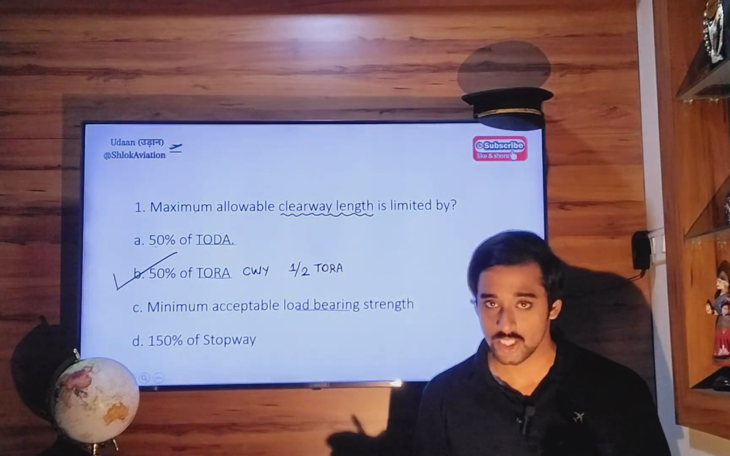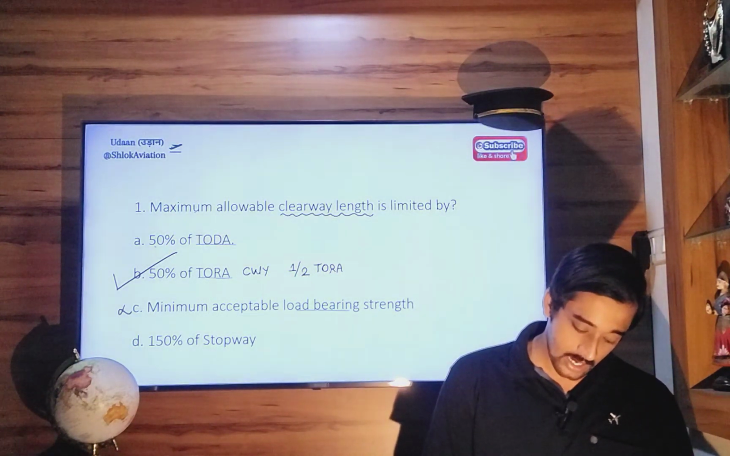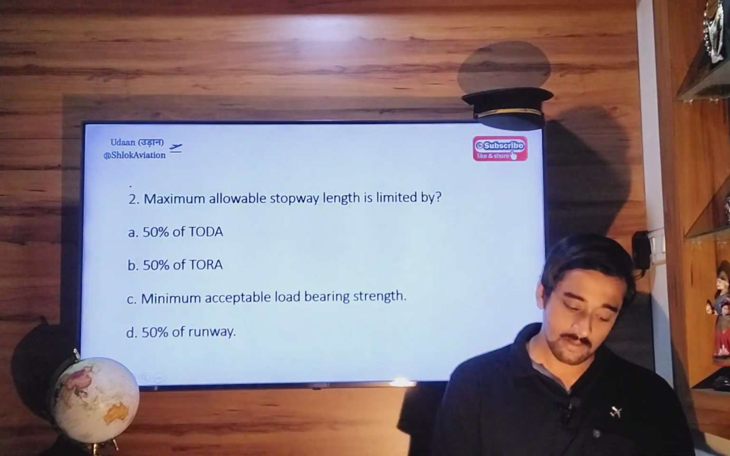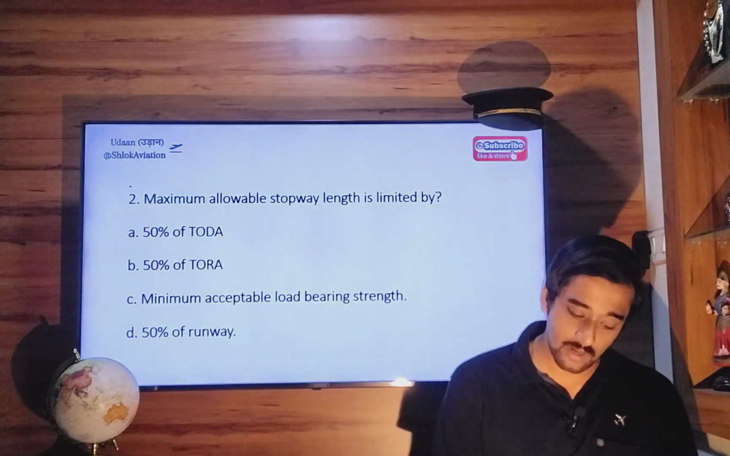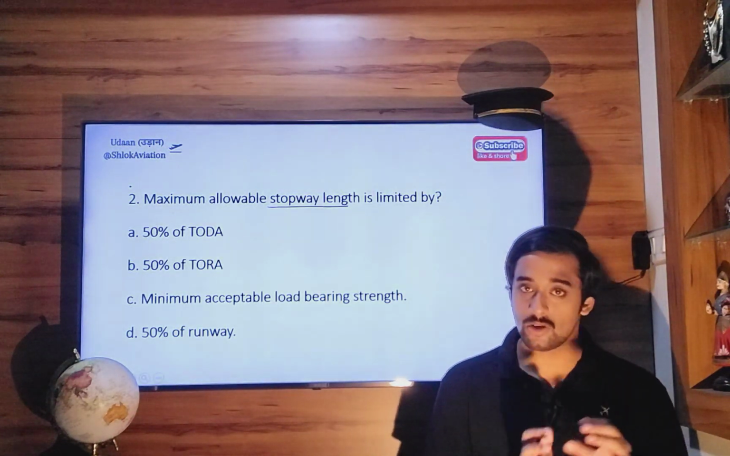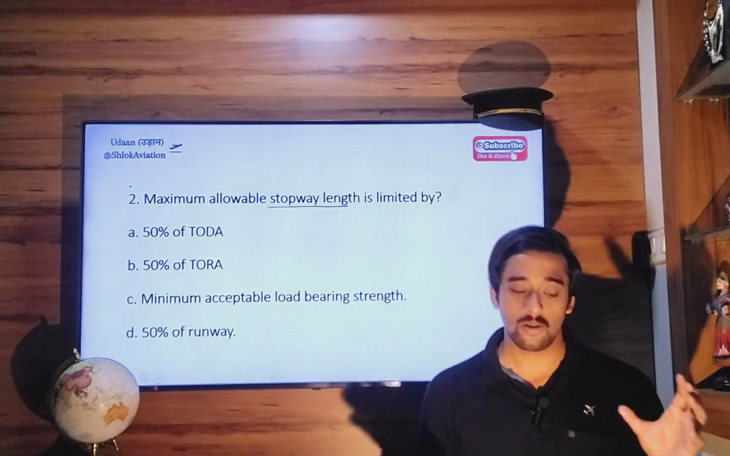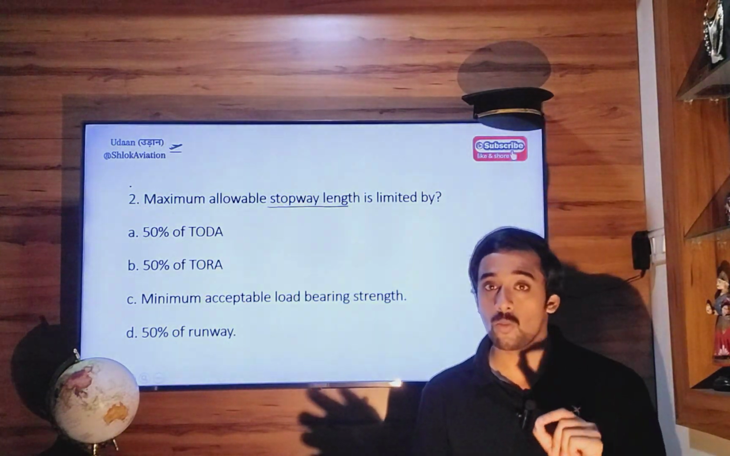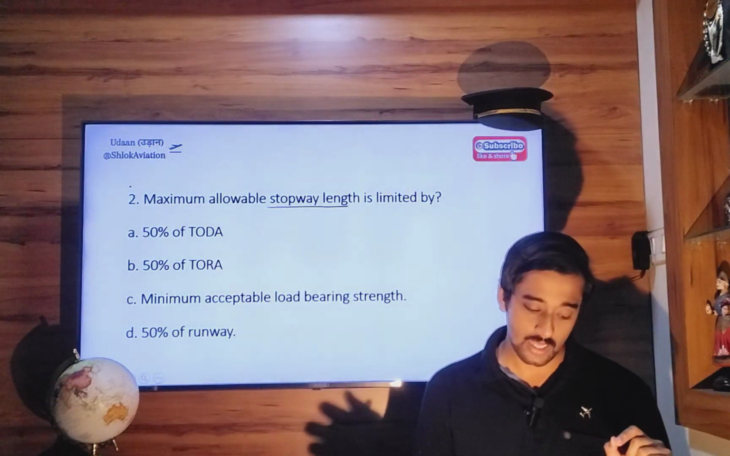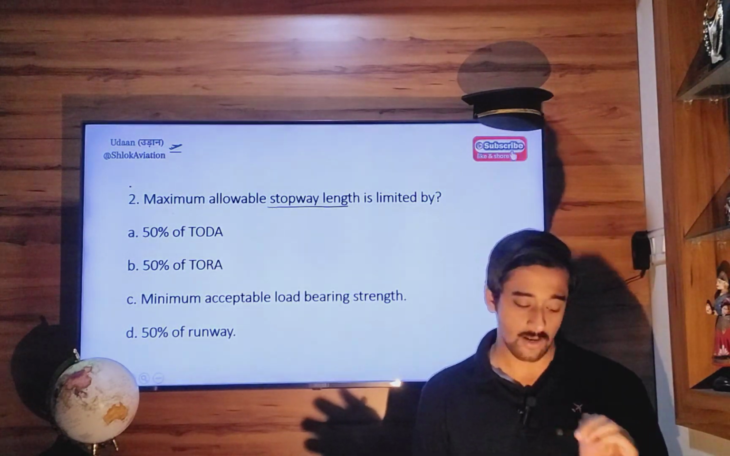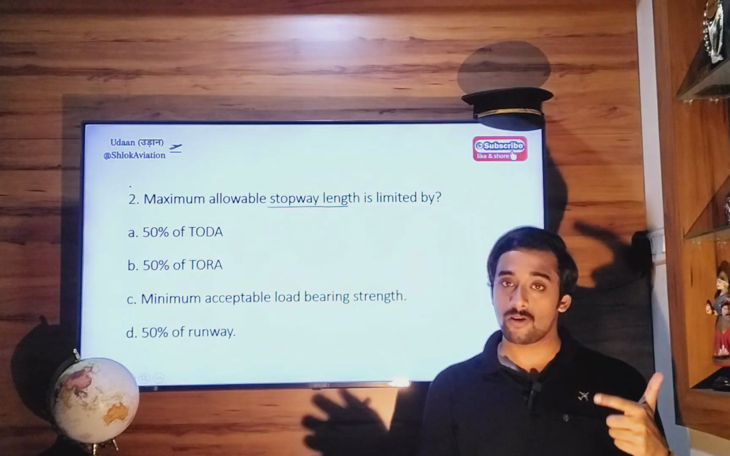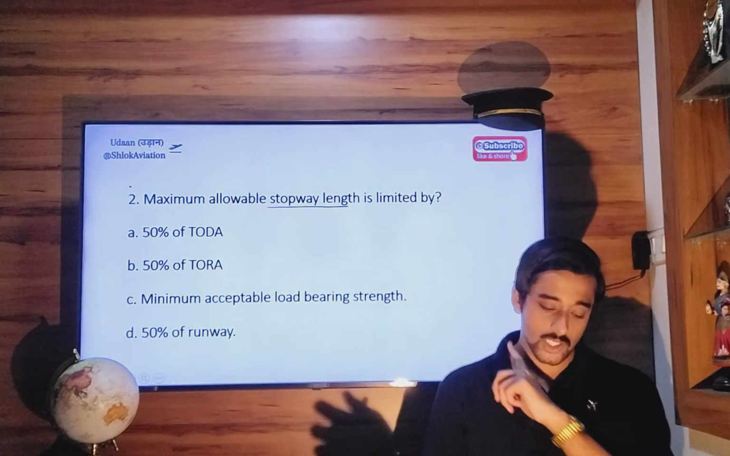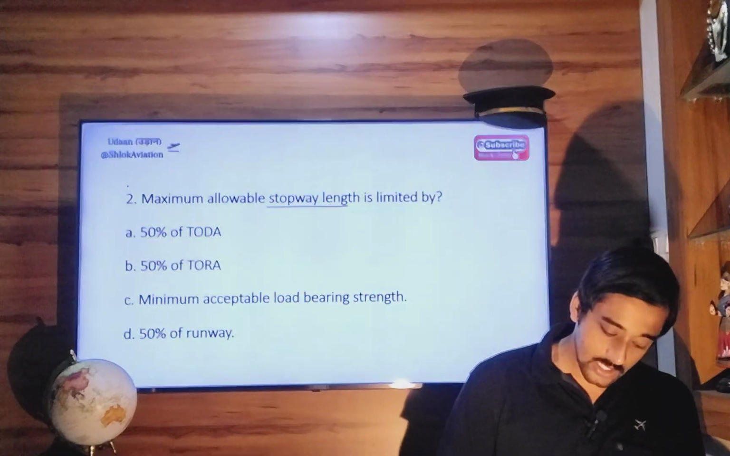Doesn't need to meet that condition. So Charlie is wrong, Delta wrong, and Alpha wrong. Okay. Next, maximum allowable stopway length is limited by. Now, in the previous question, we looked at the maximum length of clearway. In this question, they have asked about maximum stopway length. Now, maximum stopway length is limited by minimum acceptable load bearing strength, not 50% of takeoff distance available or 50% of runway. So, answer is option Charlie.